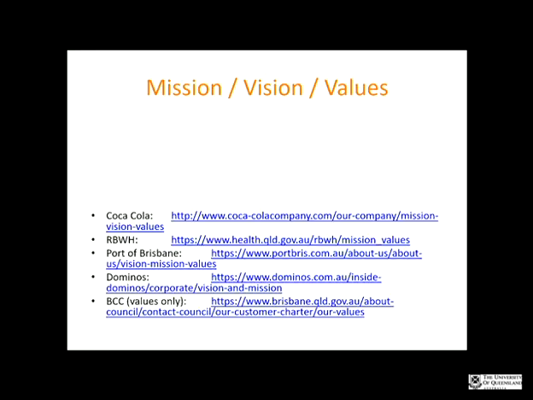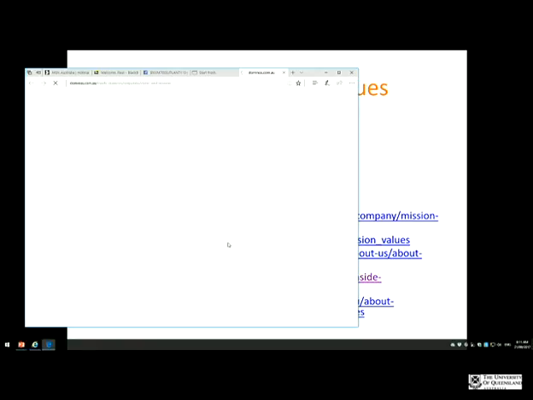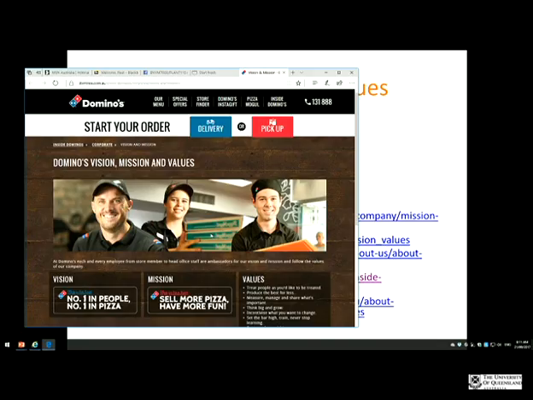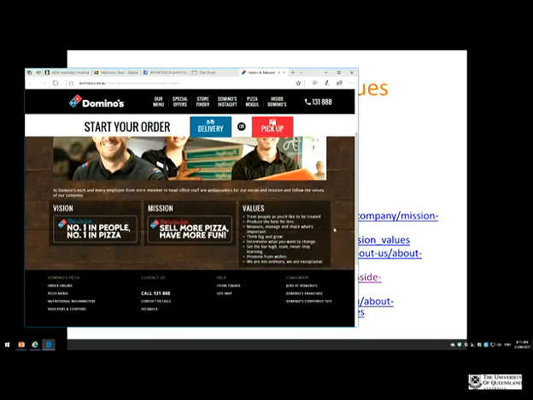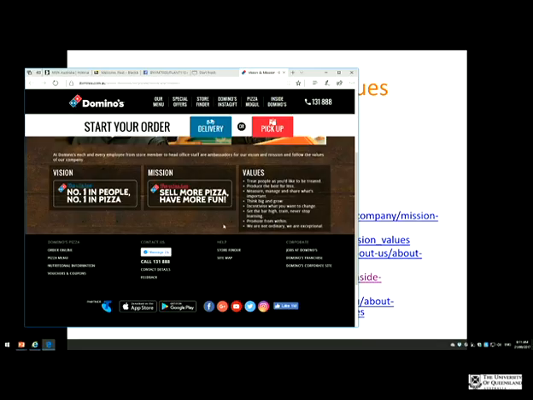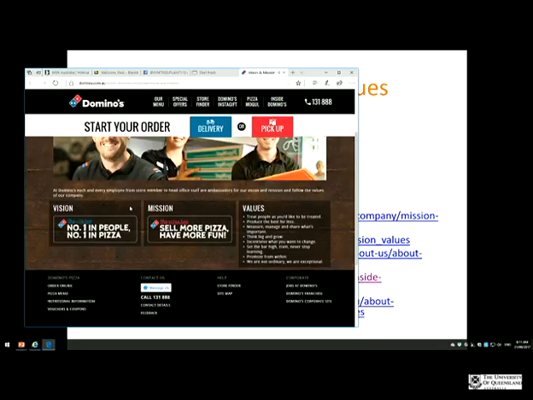Now, I've got these links here for you to have a look at a later date. These are just some examples of some different companies and their missions, visions and values. It's good to have a look at that and then think about what the purpose of these things might be. Actually, I'm online. This is my favourite one, if the link works. So this is for Domino's Pizza. UQ does not endorse or support Domino's Pizza in any way. Okay, here's their mission.